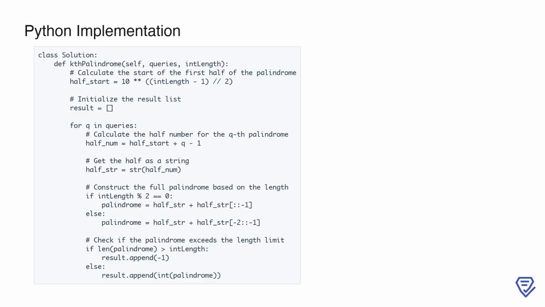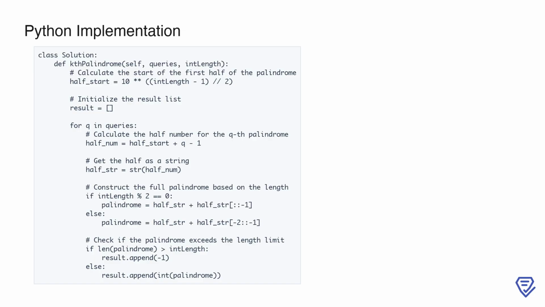Then, for each query in the queries list, we compute the half number of the kth palindrome by adding the query index minus 1 to half_start. The half number is converted to a string for further processing. To construct the full palindrome, we check if the given length is even or odd. If it's even, the second half is simply the reverse of the first half. For odd lengths, we exclude the middle digit when reversing to avoid duplication.